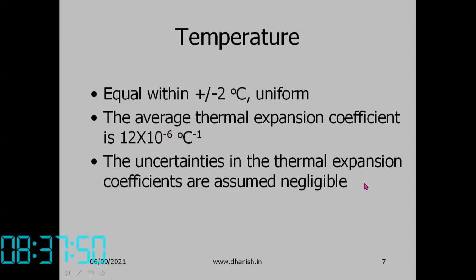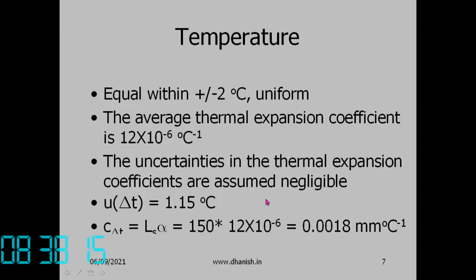So uncertainty in this is assumed negligible because this is 10⁻⁶, and the variability in this will cause a very small change in the correction. So standard uncertainty of delta T will be A by √3, since plus or minus 2 is uniform. Uniform distribution means standard uncertainty will be A by √3, so 2 by √3, 1.15 degrees Celsius. And sensitivity with respect to delta T will be the partial derivative of Ls alpha delta T with respect to delta T, so that will be Ls alpha.